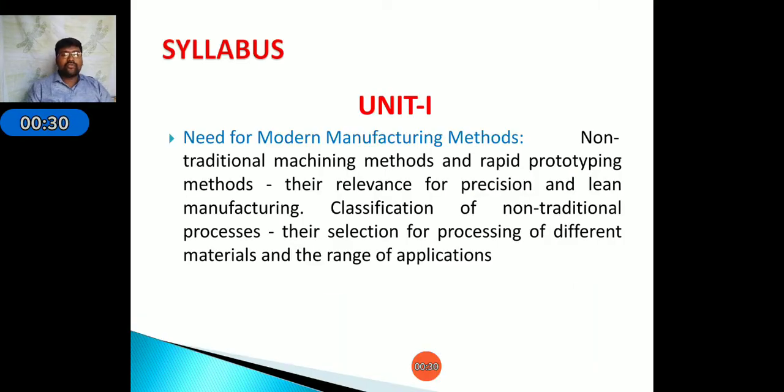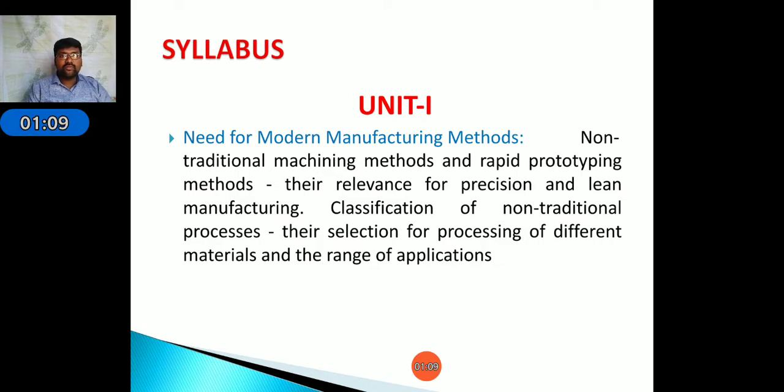It is of Unit 1. In Unit 1, we'll learn about need for modern manufacturing methods. That is, what is traditional methods, what are the different types of traditional methods, and what is non-traditional methods, what are the different types and relevance, and rapid prototyping for precision and lean manufacturing. Next, classification of non-traditional process and their selection, processing of different materials and range of applications. In main, it is an introduction to the modern manufacturing methods.